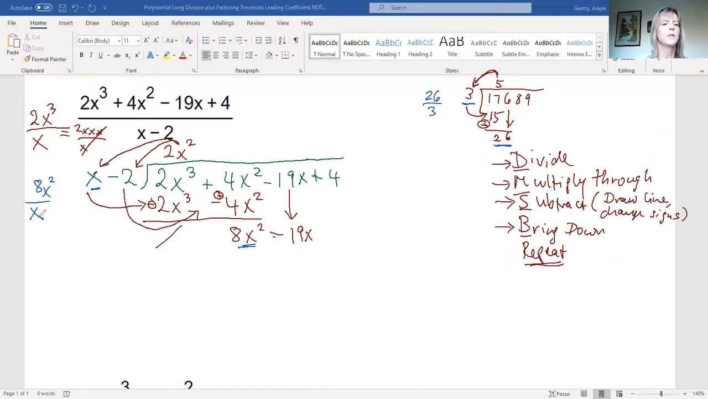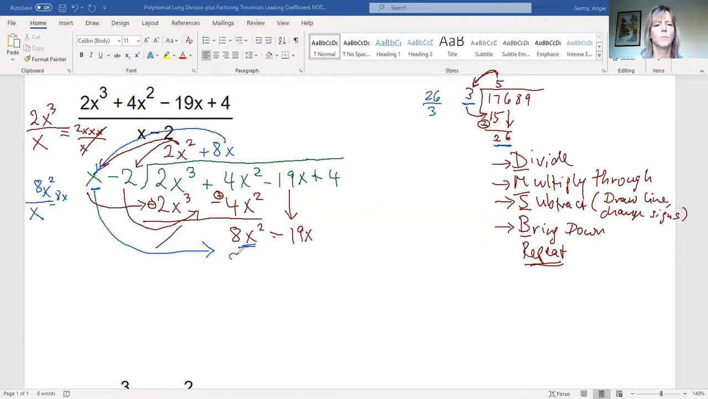So what do we get? X goes into 8x squared how many times? And it's just an 8x. So is it positive or negative? It's a plus 8x, right? X goes into 8x squared, 8x times. So what do you do with that? Now it's time for mommy. We're going to multiply through.